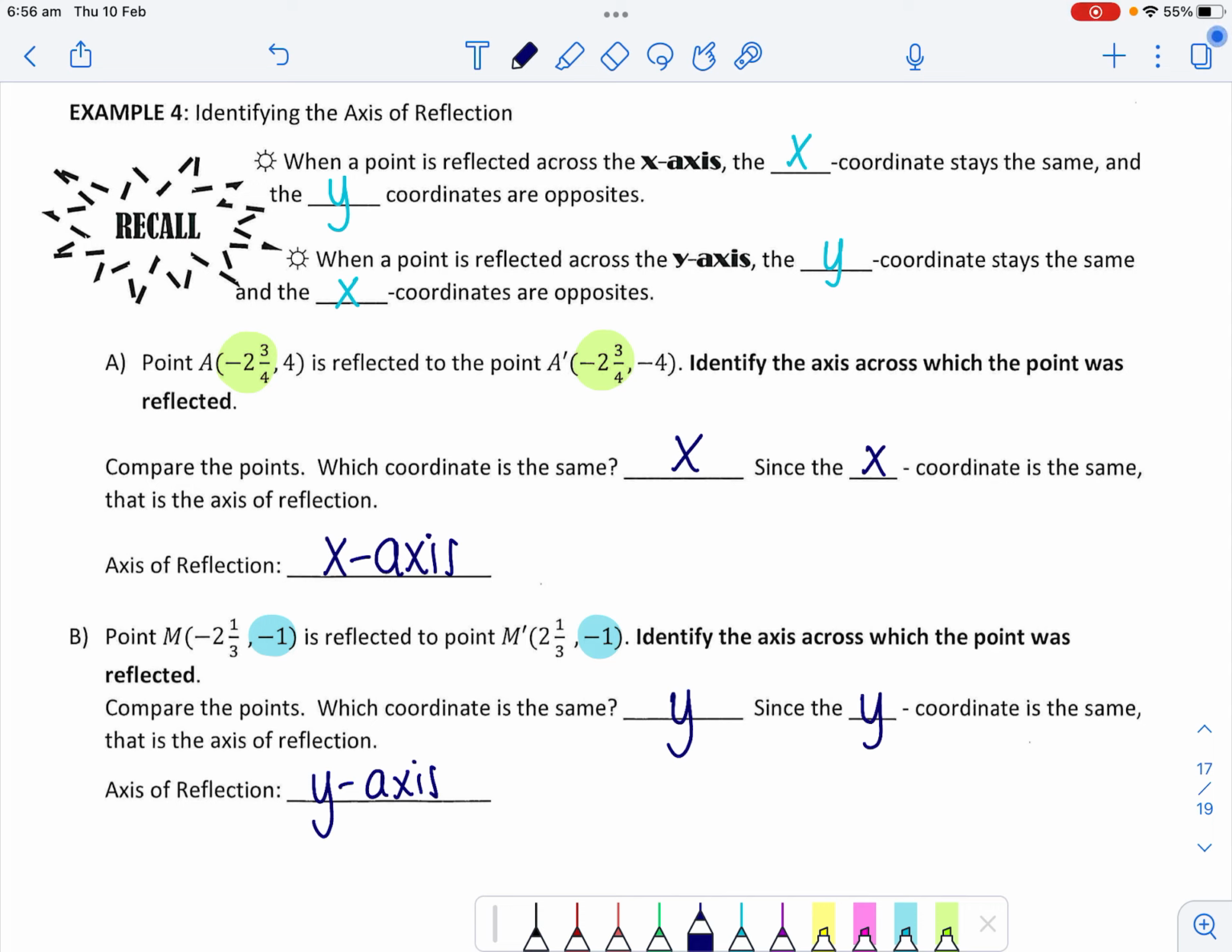If you are given a graph to do reflections, plot the point and count the boxes to the line of reflection and then count to the other side. It's as if you're folding that paper in half. Where would that mirror image end up? It is possible to do these without the graph. So if you're reflecting across the x-axis, the x stays the same. If you're reflecting across the y-axis, the y stays the same.